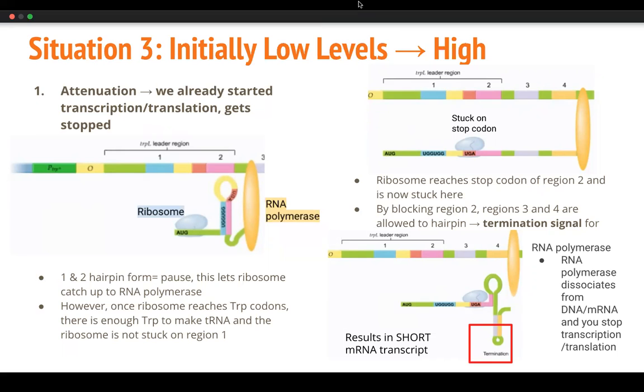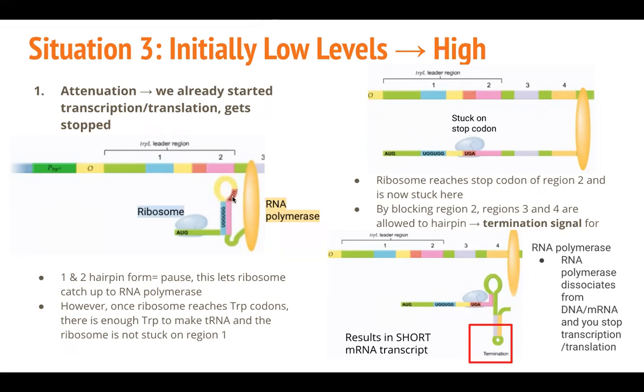So like we said before, the 1 and 2 hairpin forms, which causes this pause, and allows the ribosome to catch up to the RNA polymerase, because they're transcribing and translating at the same time. But you have to remember in this case, transcription started because there was not enough tryptophan in the cell to tell it to stop. But by the time the ribosome catches up to the trp codons, there's now enough tryptophan to be made, so the ribosome won't be stuck on region 1 like in the last scenario when there wasn't enough. But now there is enough.